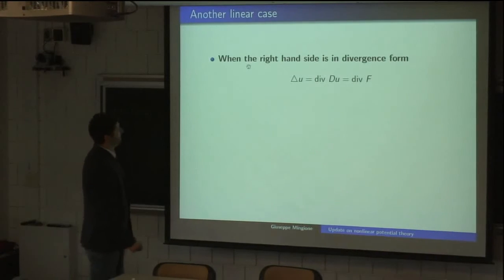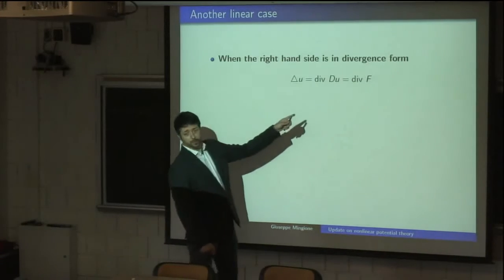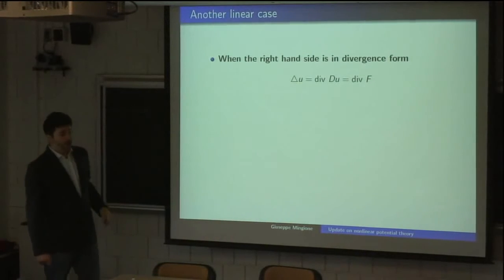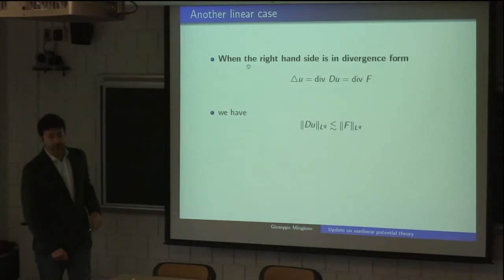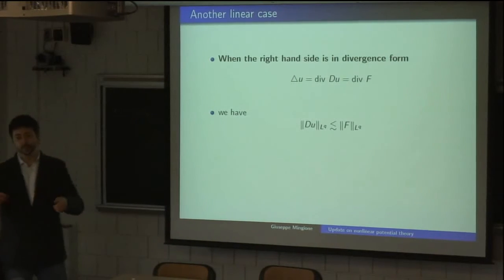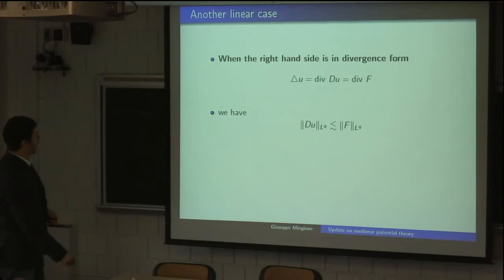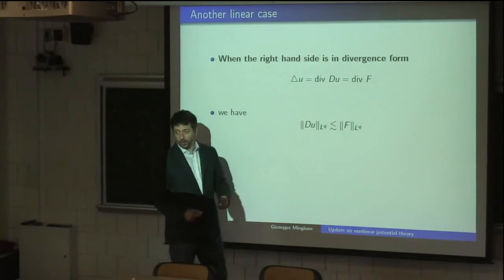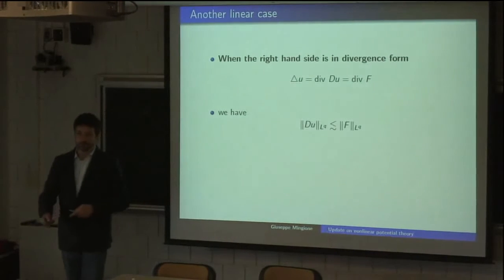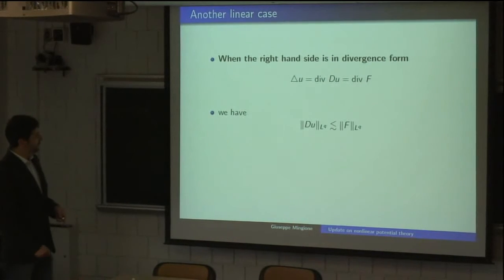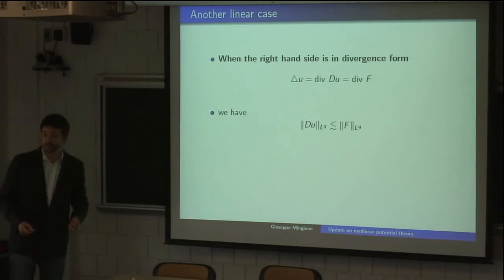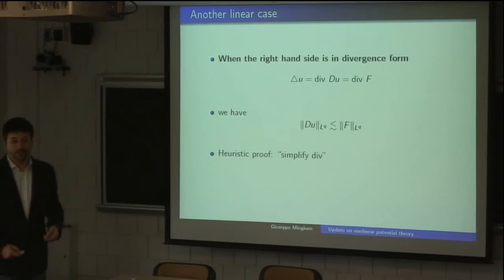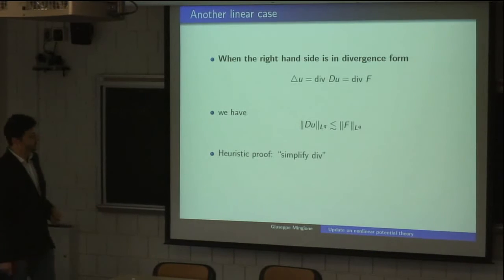A similar situation occurs with a similar problem. Now the right-hand side is in divergence form, and you come up with the following estimate, provided suitable boundary conditions are considered, of course. This is, dimensionally speaking, the correct thing, because the gradient goes as capital I. And the first-year basic calculus students' proof is very simple: simplify divergence, and you get the result.